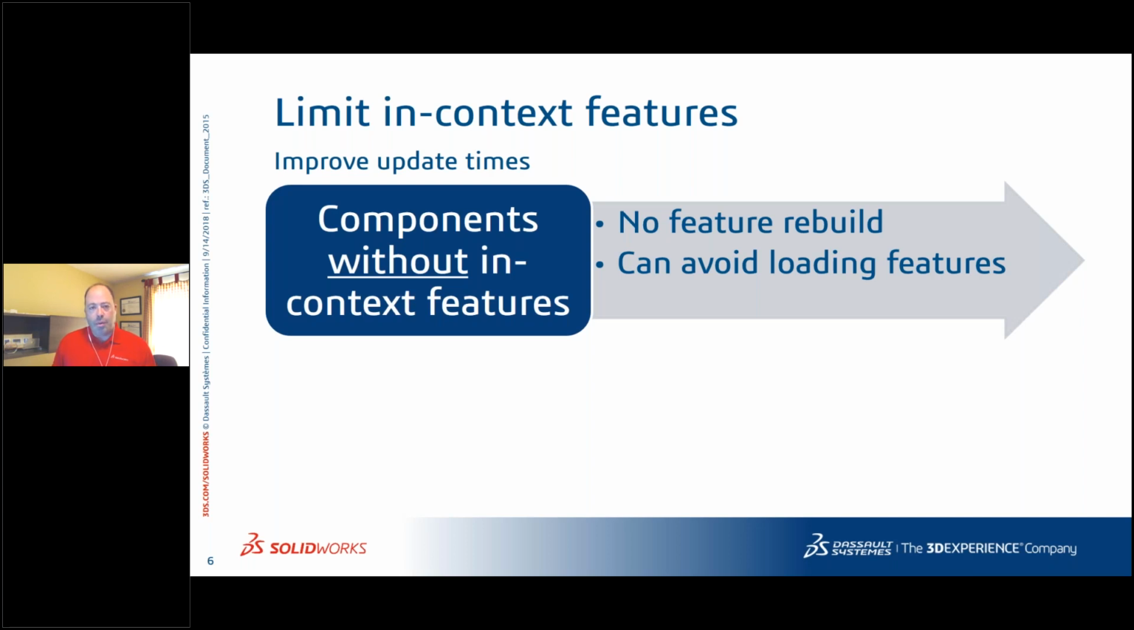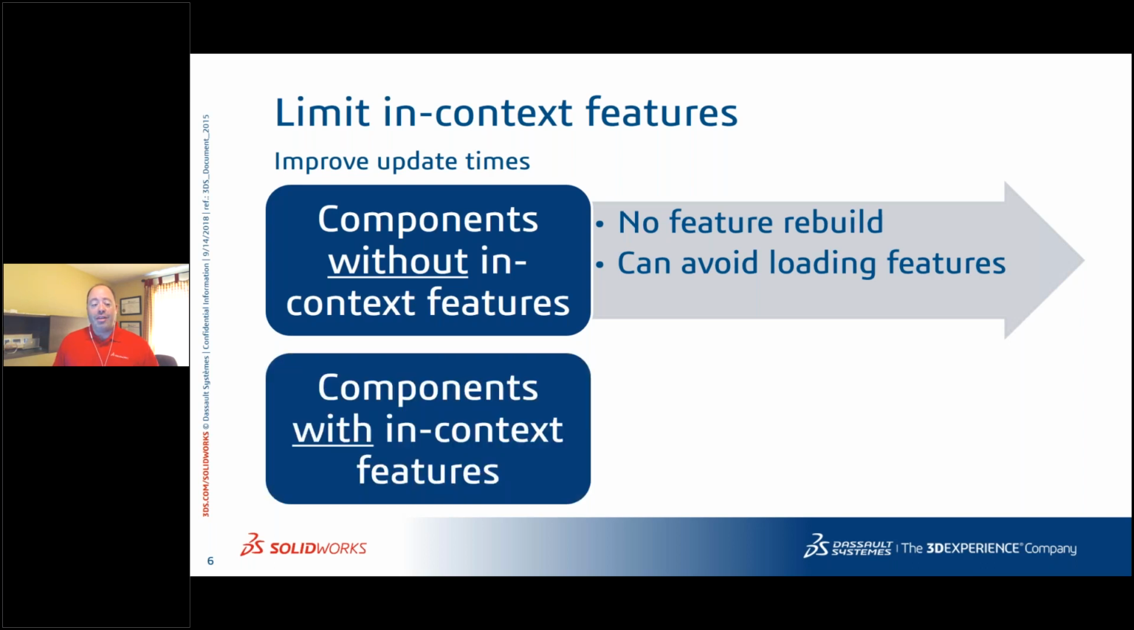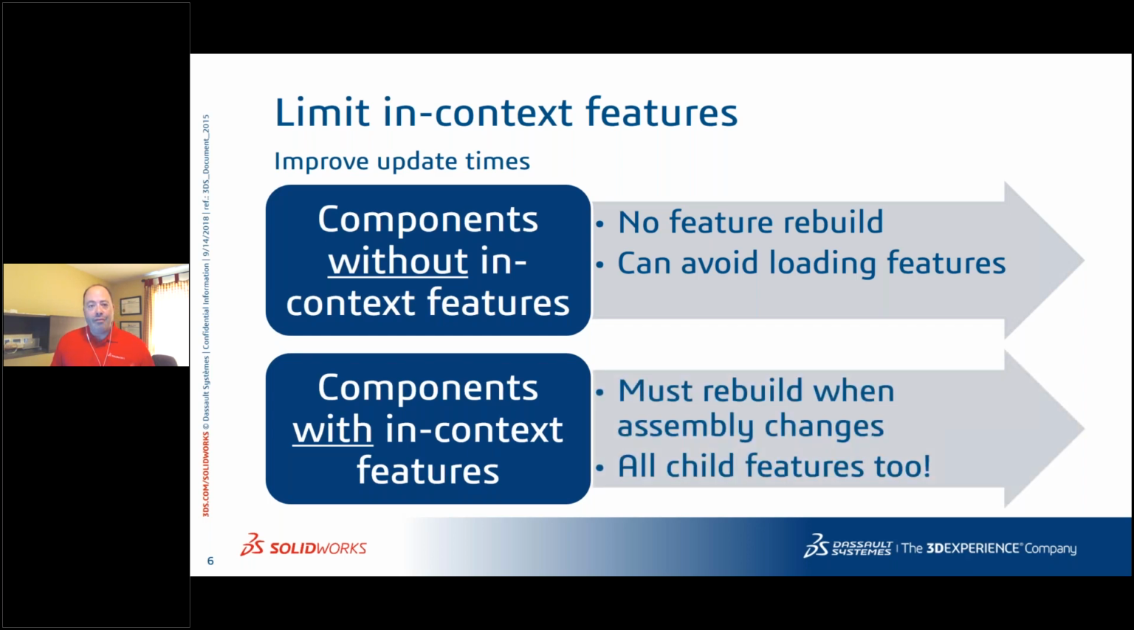That's a typical case. On the opposite hand, I'm designing a part in the context of the assembly, so I have in-context features. By contrast, everything I change at the assembly level will prompt a rebuild at the part level, but you also have to consider any child features of that. So for example, if there's a mate attached to that feature at the part level, that needs to be rebuilt as well. So that can actually drill down a couple of levels.